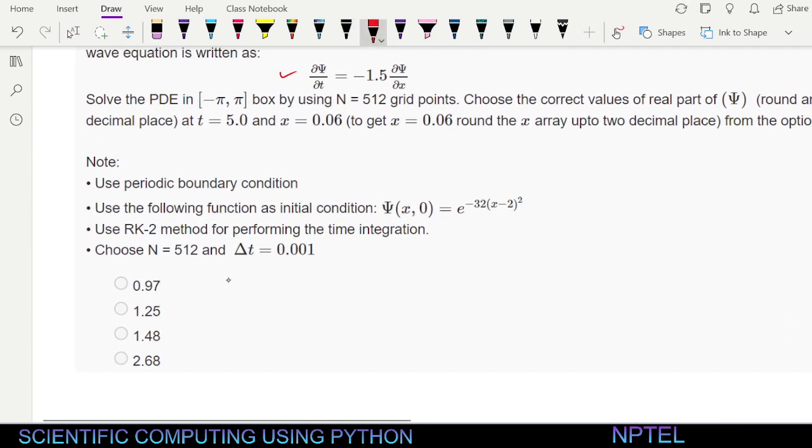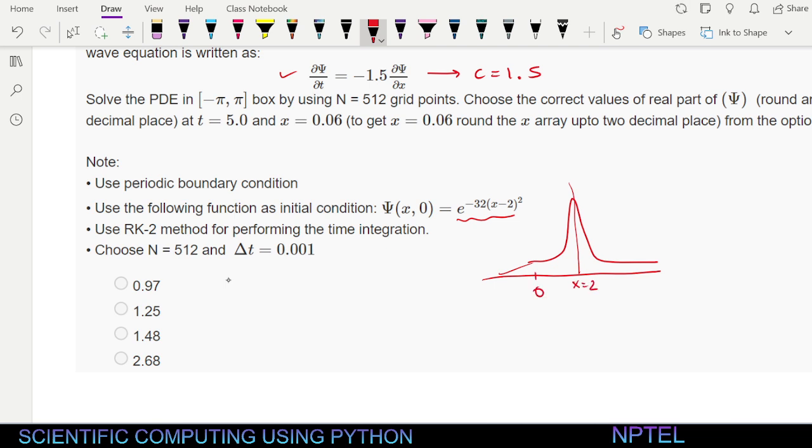So this just means that C is 1.5. That's the only information that is there in this equation, right? And our initial distribution, how would it look like? It looks like a Gaussian, right? And where is its peak? It is at 2, right? So this is x is equal to 2.